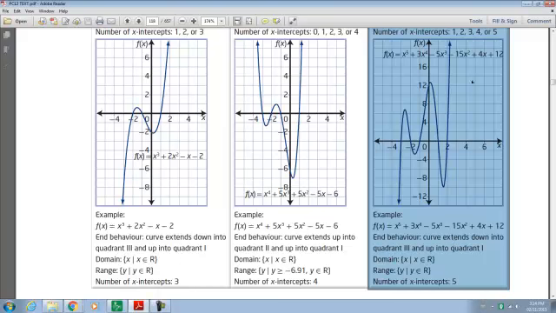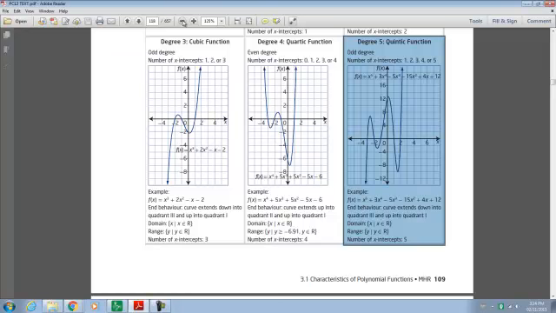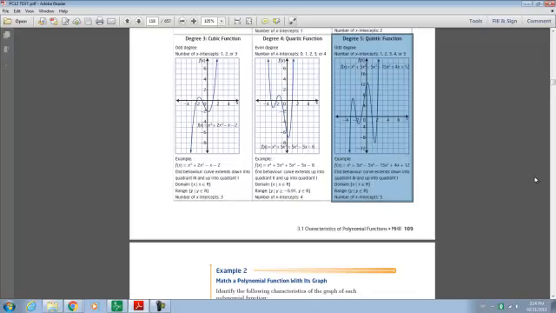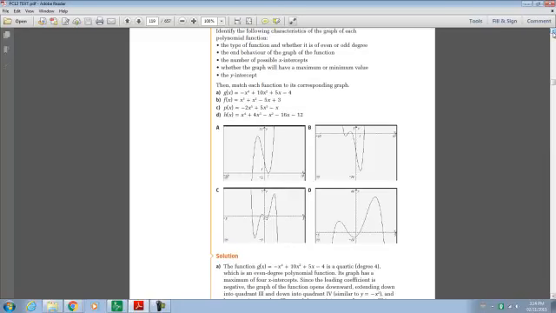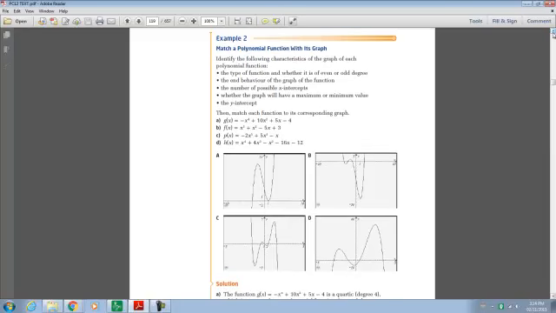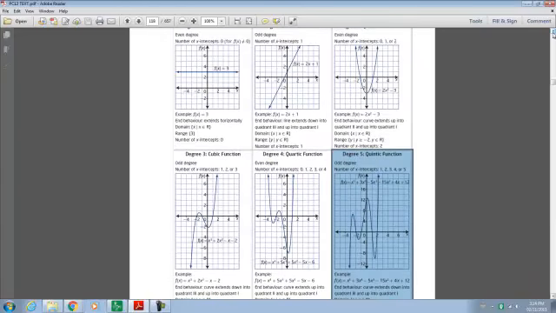Now, the first thing I want you to notice is what all the similarities are among all of the polynomials that are of even degree and the ones that are of odd degree. Sorry, my page jumped on me.